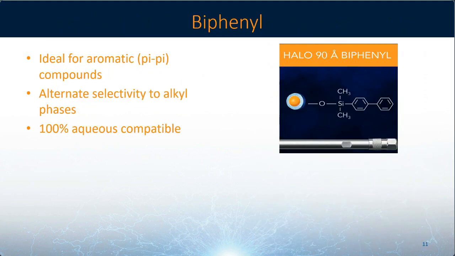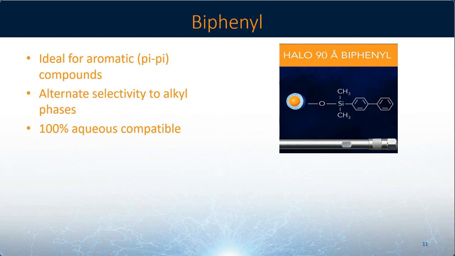So for this particular separation, we use the biphenyl. It's ideal for aromatic and pi-pi bonded compounds, I should say. It has alternative selectivity to alkyl phases and is 100% aqueous compatible. Basically what the biphenyl phase does is it retains compounds through the same dispersive forces as the C18. However, it also allows for more polarizable substances to be retained. So these pi electrons that are available in the biphenyl phase create retention with the analytes, which are electron deficient. So if you have an electron deficient analyte, it's going to be retained.